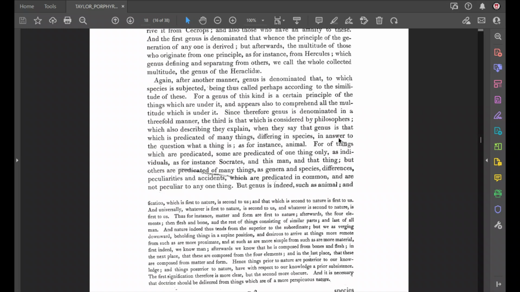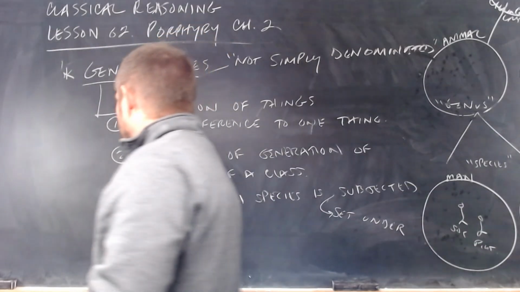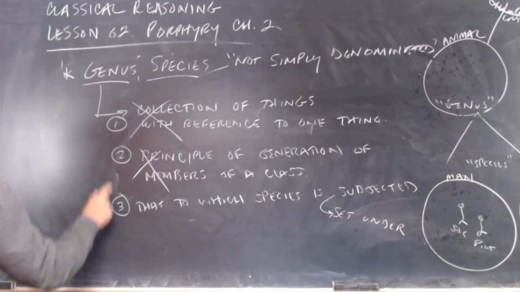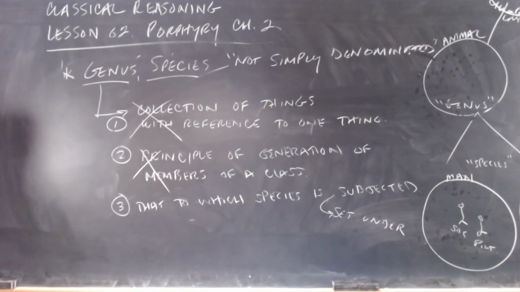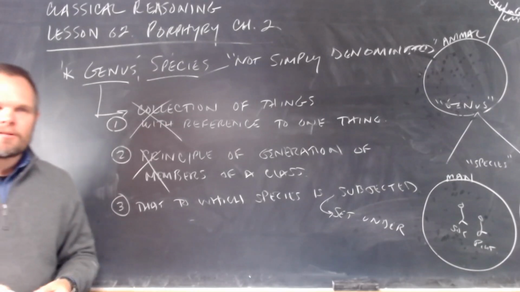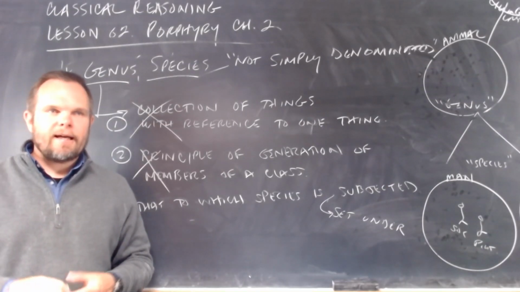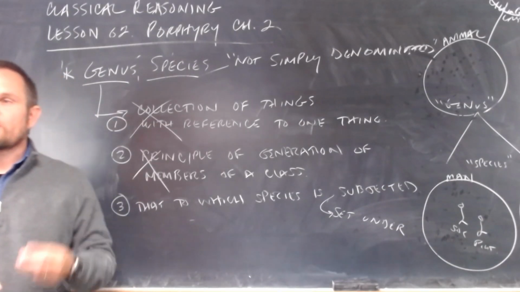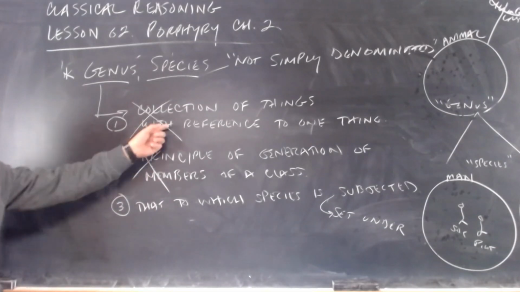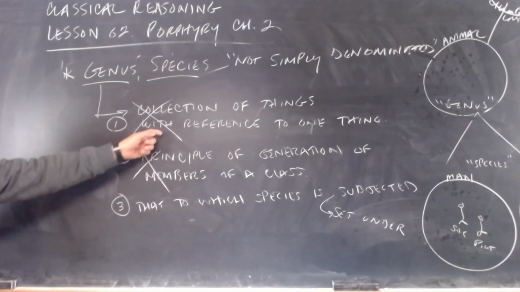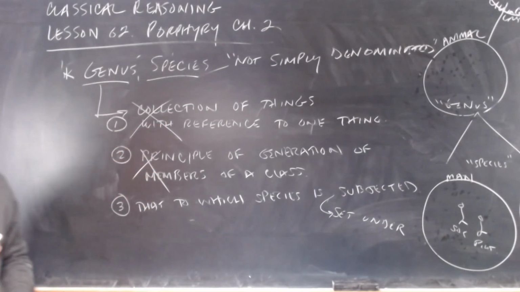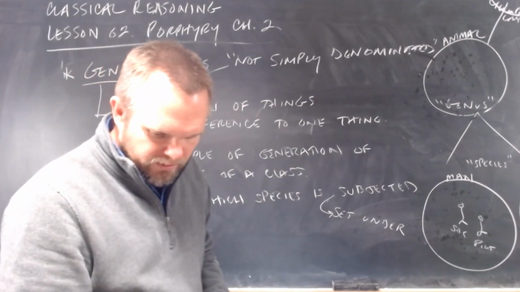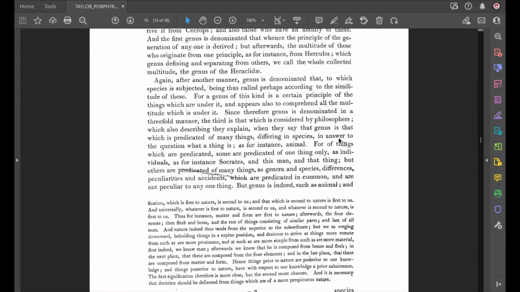Since, therefore, genus is denominated in a threefold manner, one, two, three. In how many ways is the word genus used? Three ways. These are the three ways. That's what he says there. Genus is denominated in a threefold manner. These three ways.